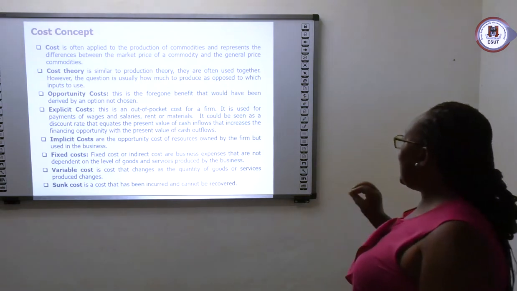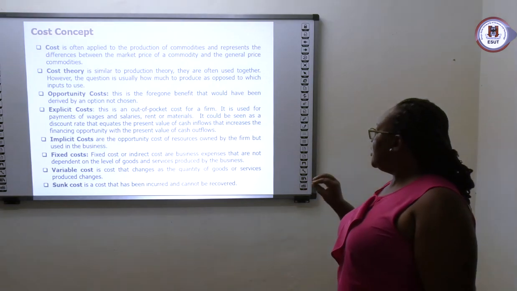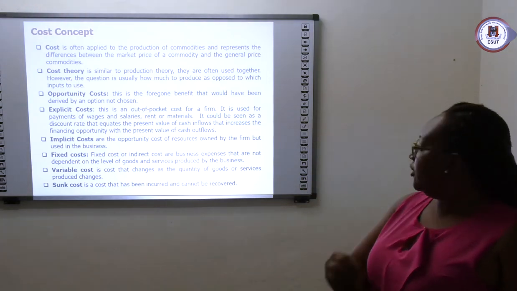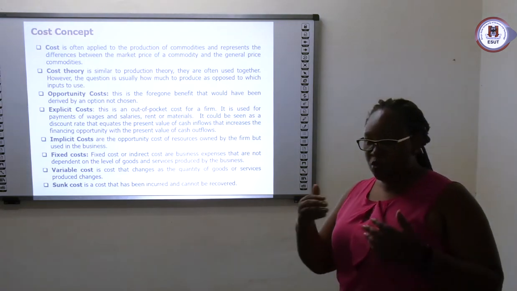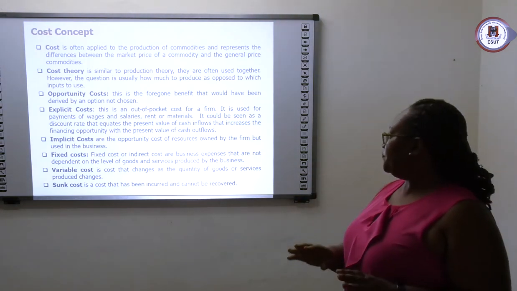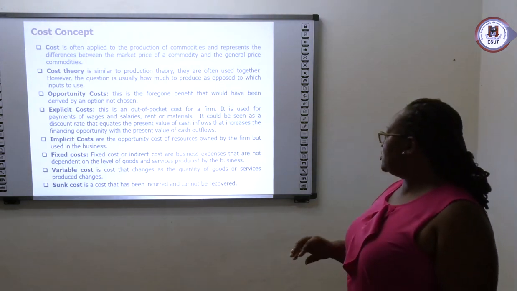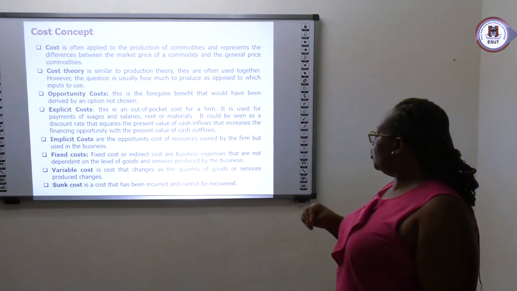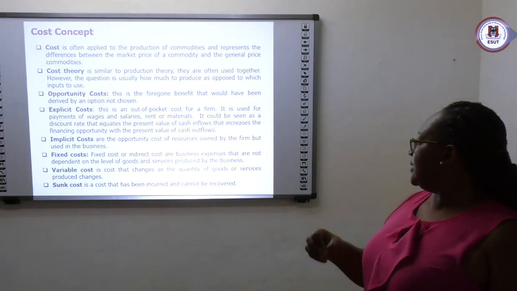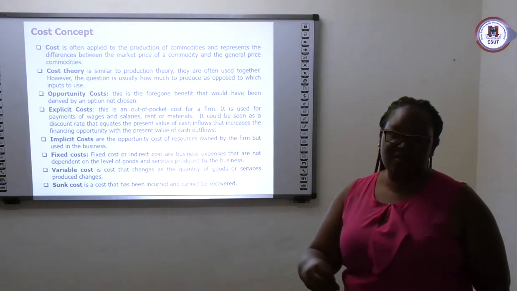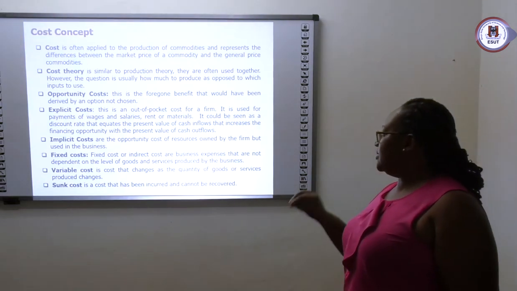Explicit cost. This is the out-of-pocket cost of the firm. It is a cost incurred by the firm, whether there are changes or whether there is a profit or no profit. So they have to bear this cost. Implicit cost is the opportunity cost of resources owned by the firm but used in the business. That's the opportunity cost of the resources which the firm has, so they utilize it in the business.